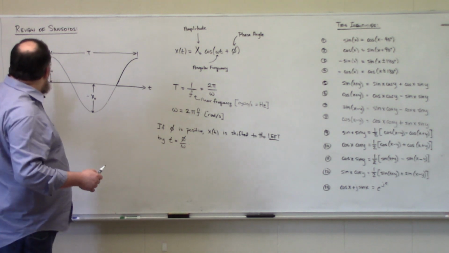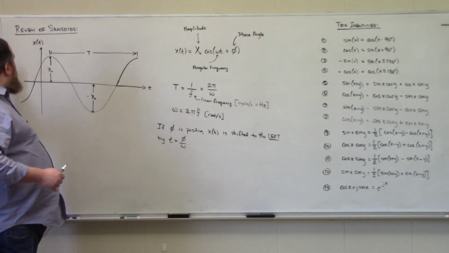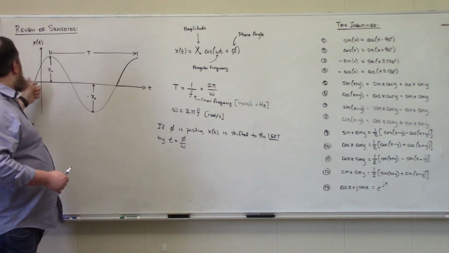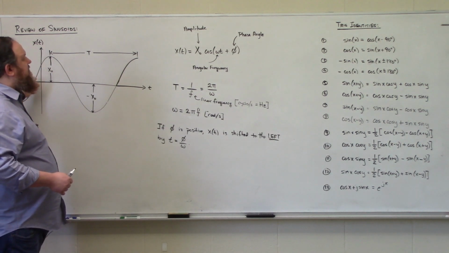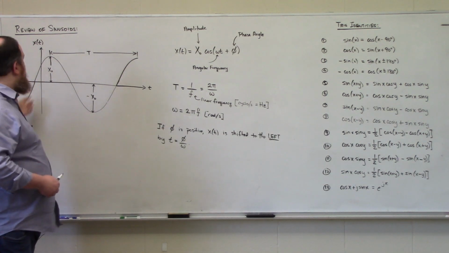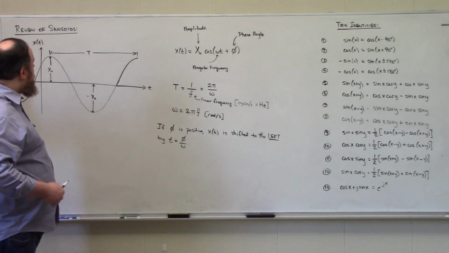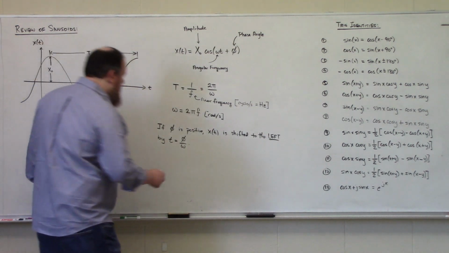So the more to the left we are shifted, the larger the positive phase angle will be, because we're happening earlier and earlier and earlier than we would expect.